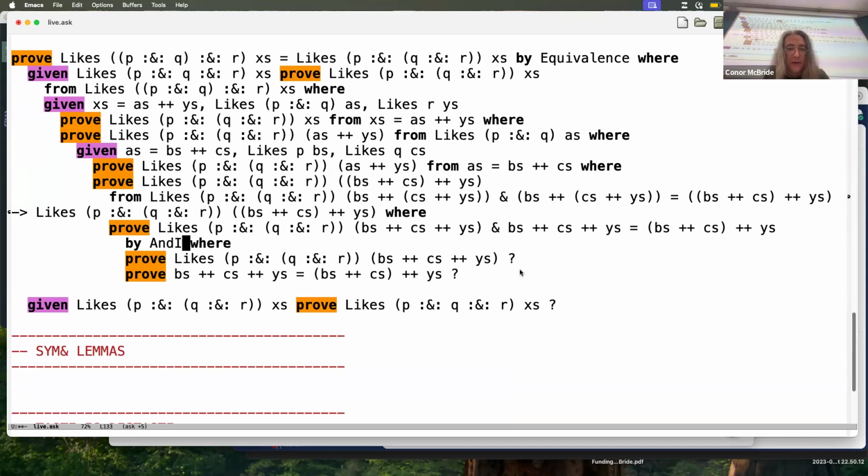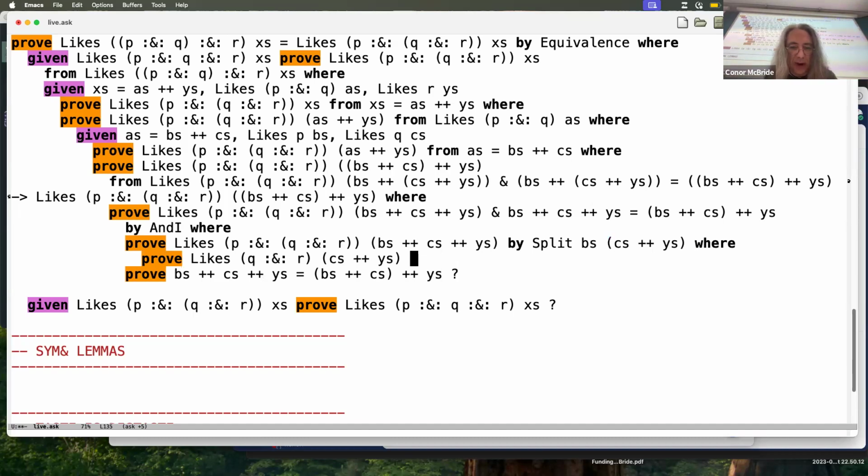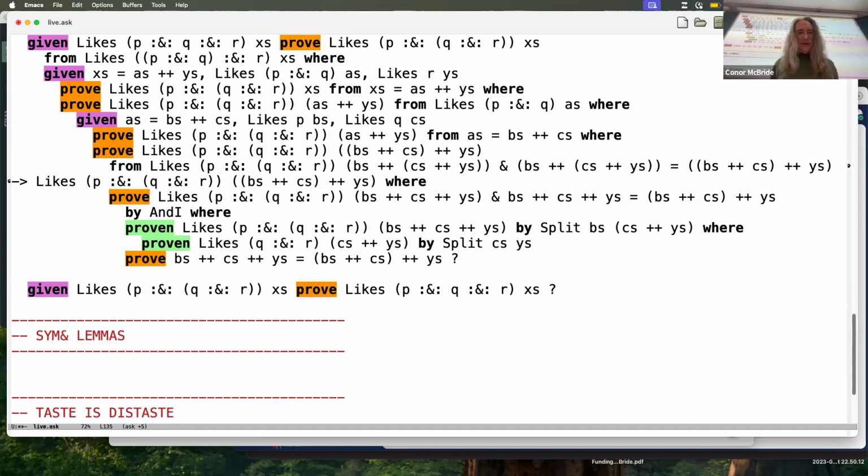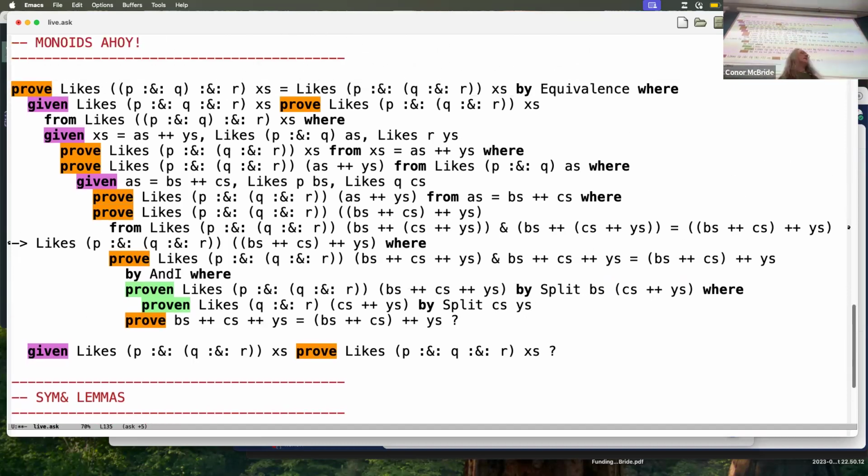I have to prove the right nested likes, and I have to prove this equation. You've all proven that append is associative before, and then I'm hoping that this is by split, B's and C's append Y's. And then this is by split C's Y's. Okay, I'm going to stop doing this because it's clearly a bad idea to improvise quite so crazily. But you can see that the meaning of our sequencing operator ampersand is given in terms of append, and ampersand will behave in an associative way exactly because append is associative.